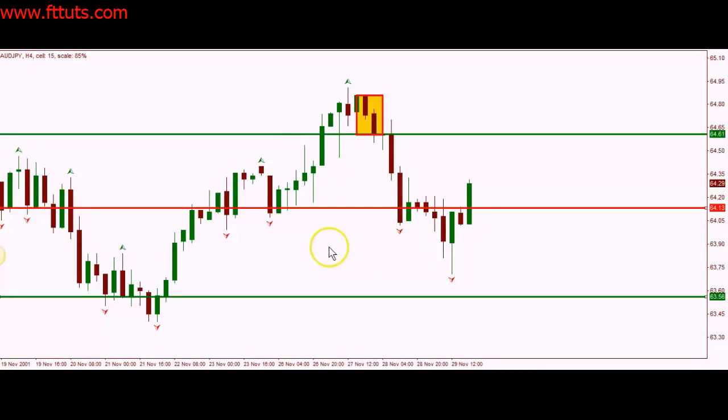So that's the 3 inside down. And we're going to move off of the 3 inside down and go to the outside candle, which is going to be bullish and bearish outside candles. They're pretty interesting. So we'll move on and talk about those.